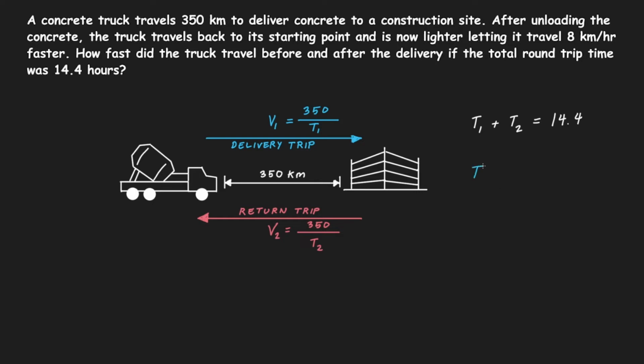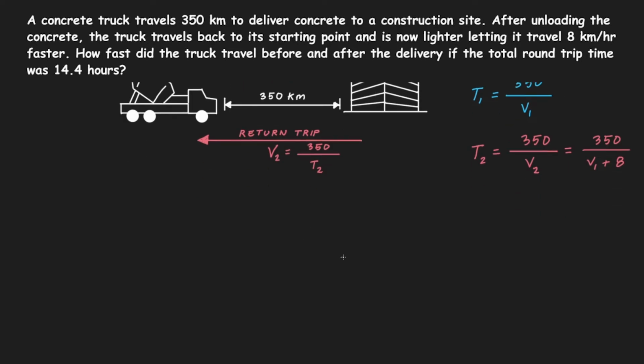So here I'm going to write T1 is equal to 350 divided by V1, and T2 is equal to 350 divided by V2. But remember, we could also express V2 in terms of V1, because we know that V2 is faster than V1 by 8 kilometers per hour. So I'm going to write here V1 plus 8 in place of V2.